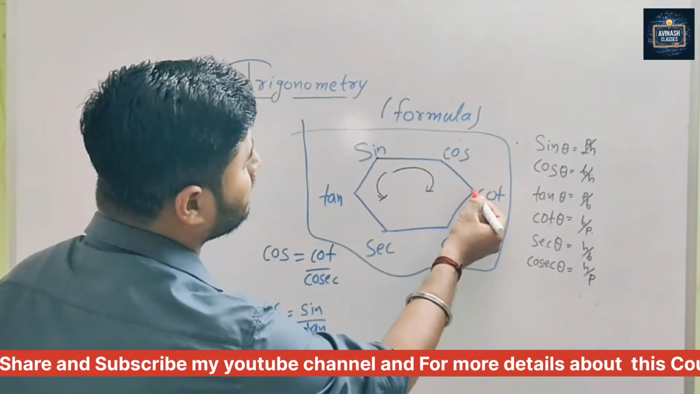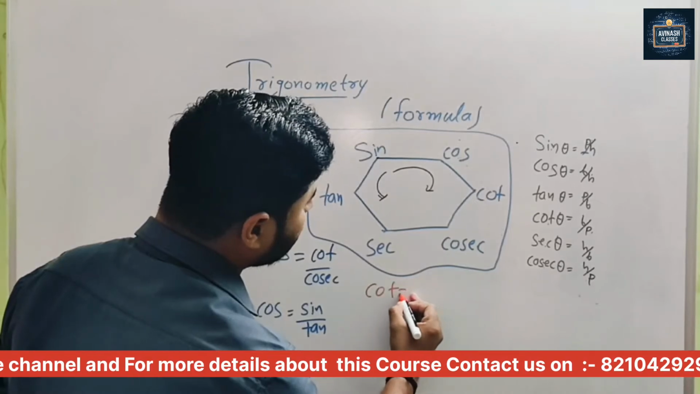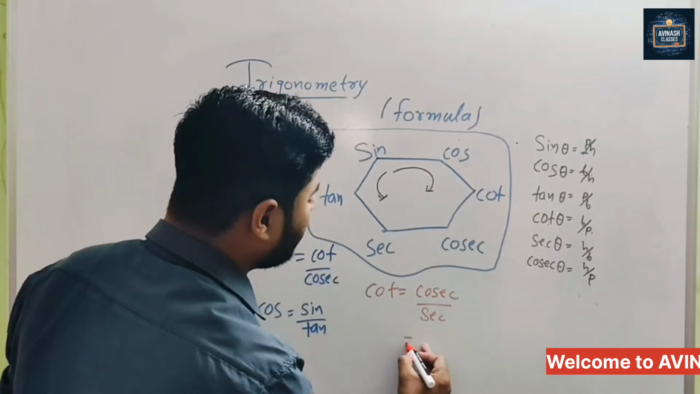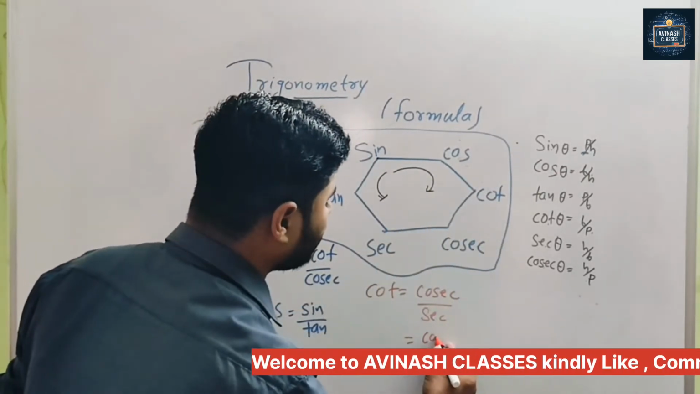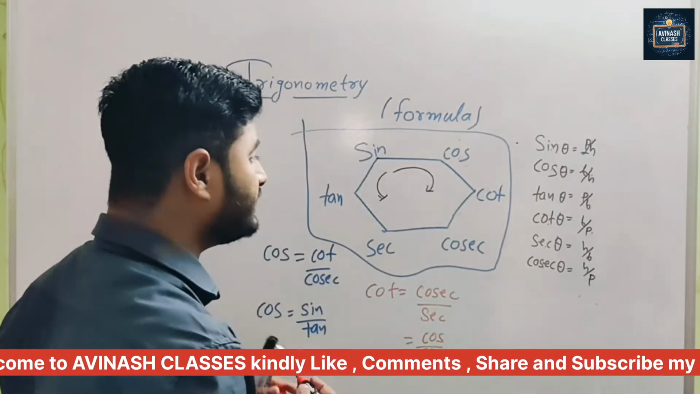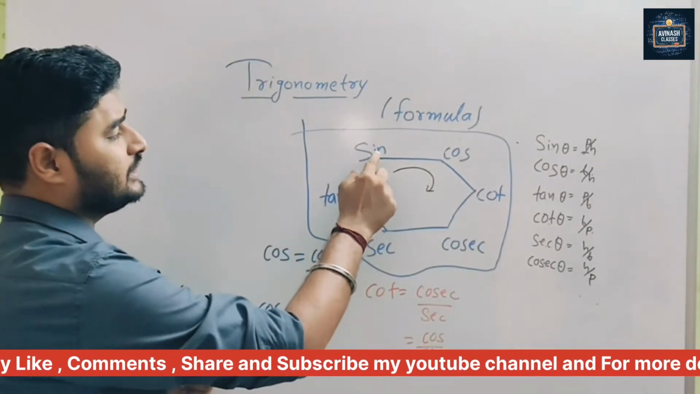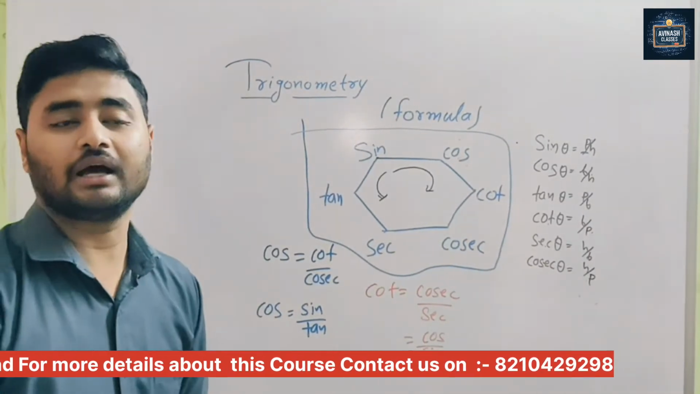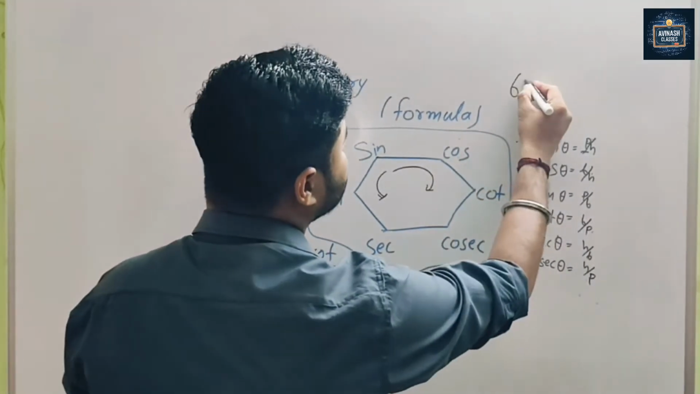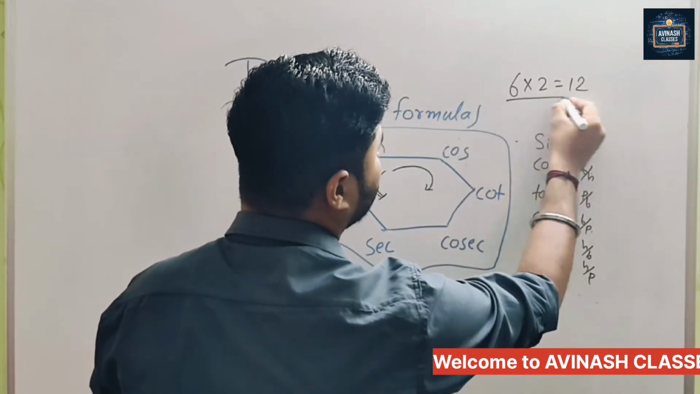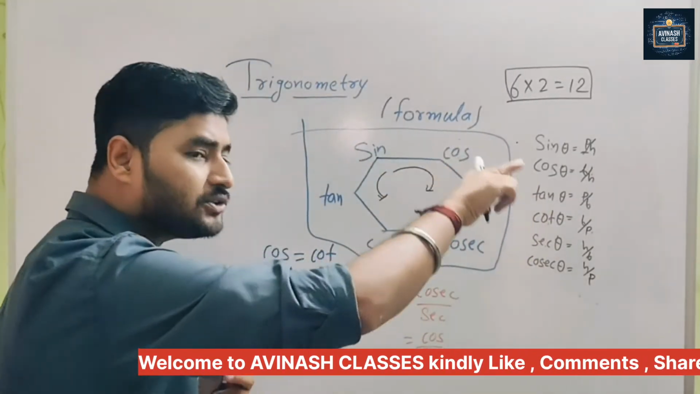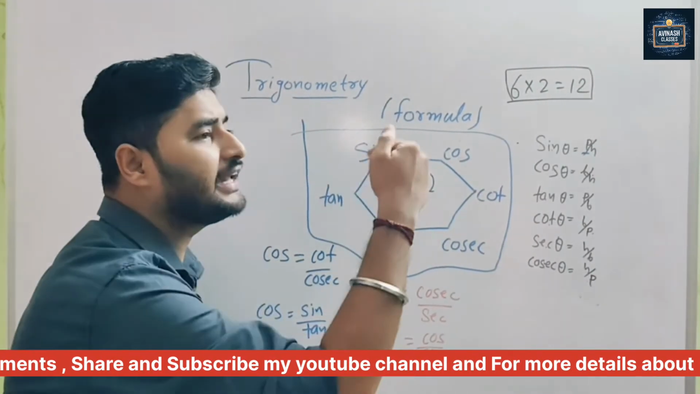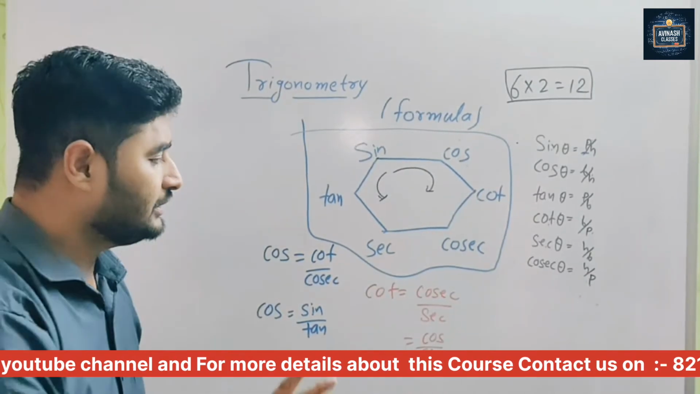Same like that, if you want to write cot, cot equals cosec by sec. Anti-clockwise, what can we write? Cos by sin. Understand? For everyone there are 6: 2 formulas for this, 2 for this, 2 for this. So in total we make 12 formulas: 6 formulas based on clockwise and 6 formulas based on anti-clockwise. Simple one: if you want to find it, just take the next number and do division. This is one concept.